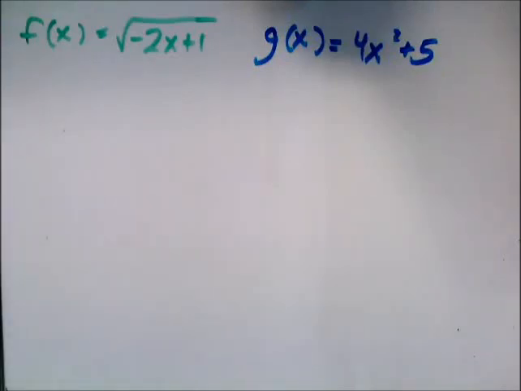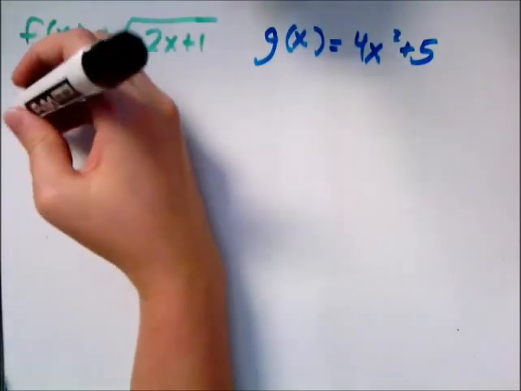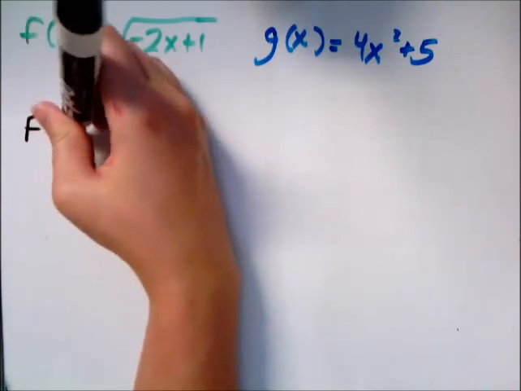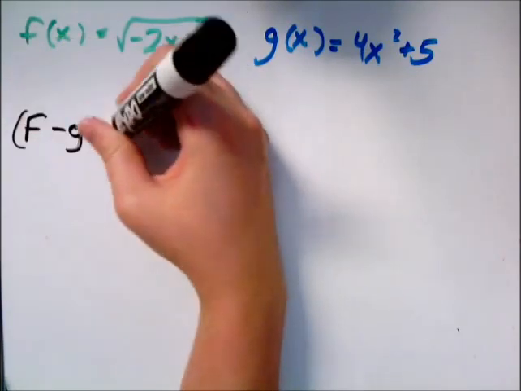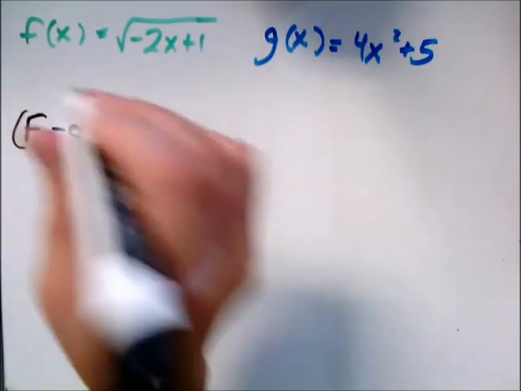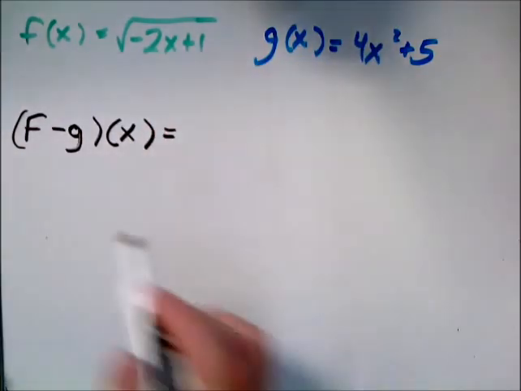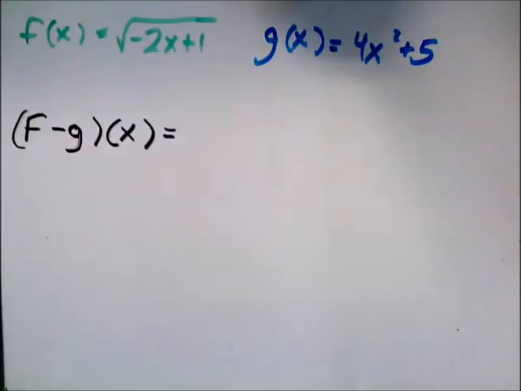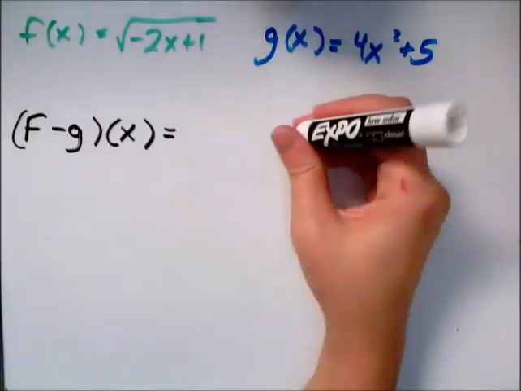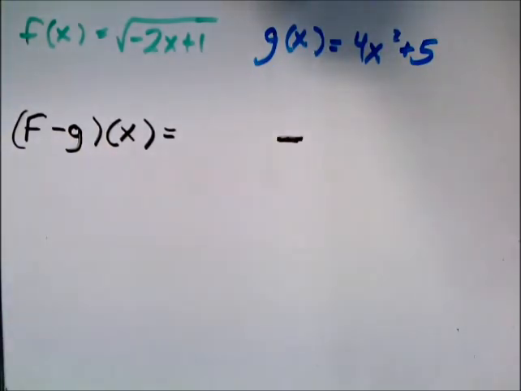Here we're going to look at different ways to combine functions. So essentially if they ask you for f minus g or f plus g, you just take the two equations and add or subtract or multiply them, whatever it is they're asking for. So here, f minus g, we just literally want to take the two functions and subtract them.